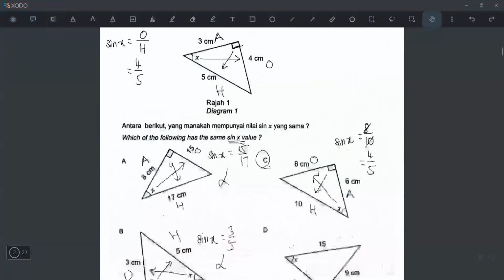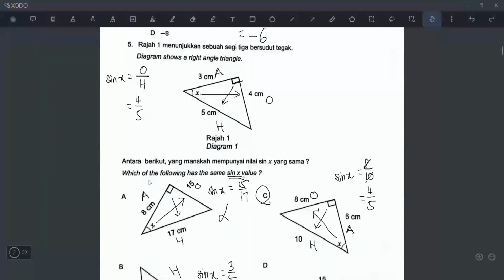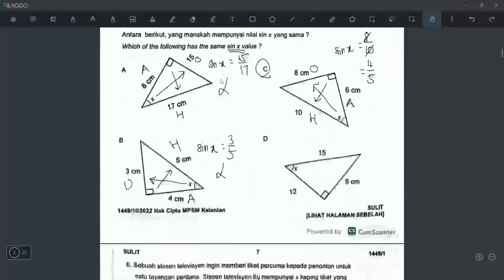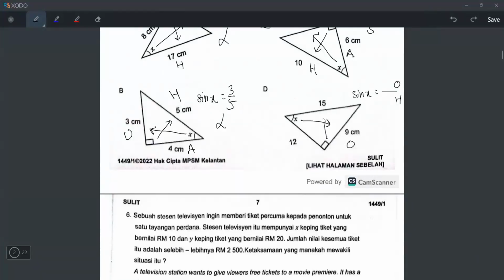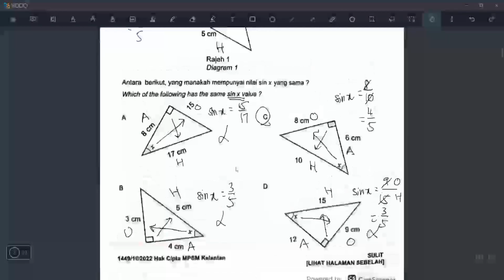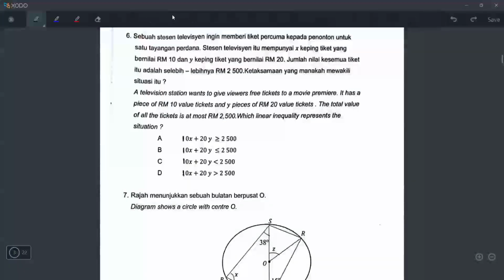Because the question asks which of the following has the same sine x value, so the 4 over 5. So we all know the answer is C, but I will do the D also. Let's do it quickly. Sine x is equal to opposite over hypotenuse. Which one is the opposite? The side in front of the angle is opposite, in front of 90° is hypotenuse, the remaining one is A. So it's 9 over 15. But 9 over 15, when you simplify, divide by 3, is 3 over 5. So this is also wrong because it's not 4 over 5. Okay, hope you understand. Let's move on.